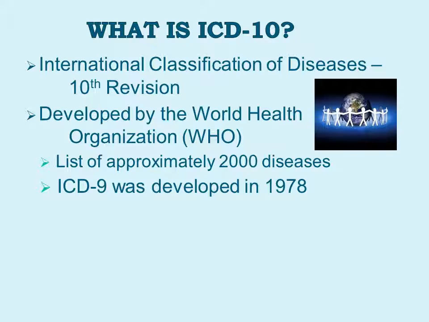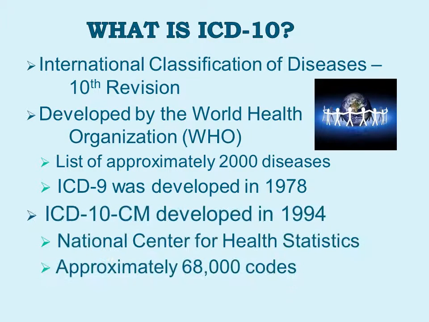ICD-9 has a list of approximately 2,000 diseases and was originally developed and implemented around 1978. ICD-10 was developed in 1994, but it took us almost 20 years to develop this for use in the United States. ICD-10, in contrast, has approximately 68,000 codes and is maintained by the National Center for Health Statistics.